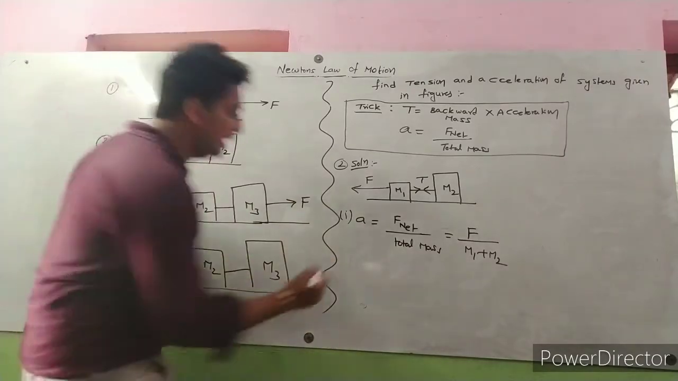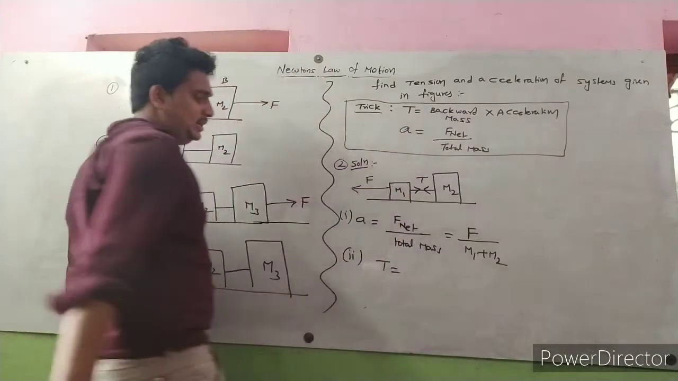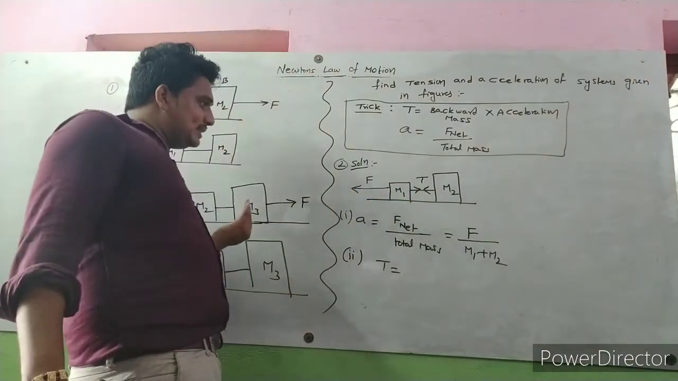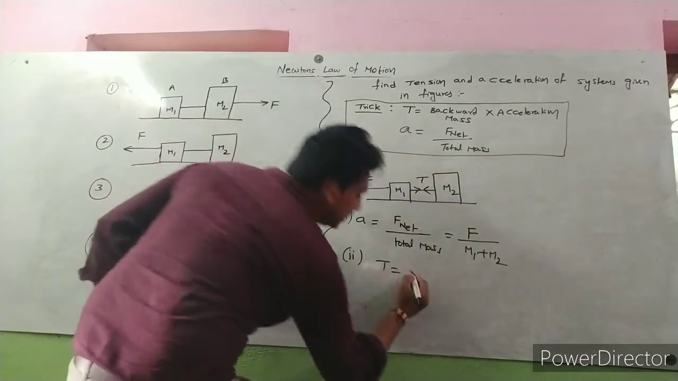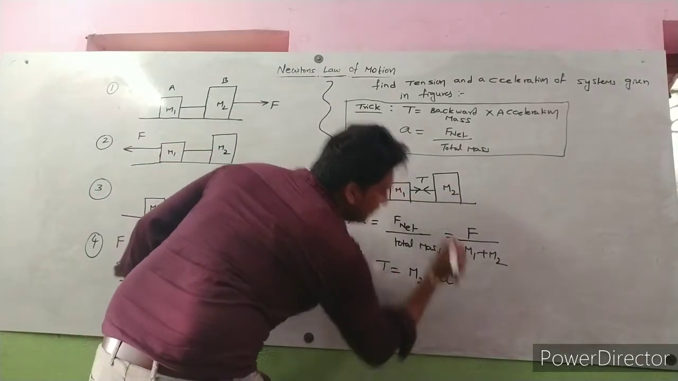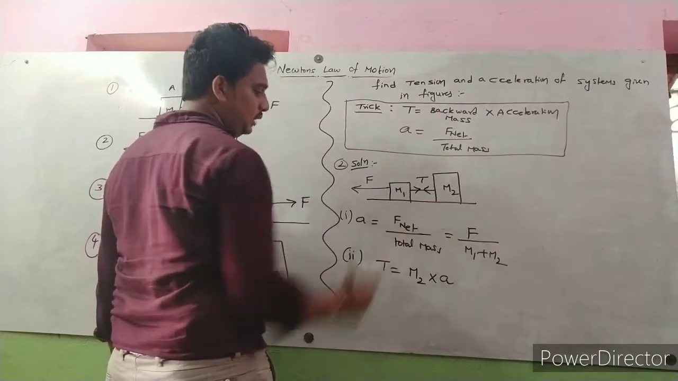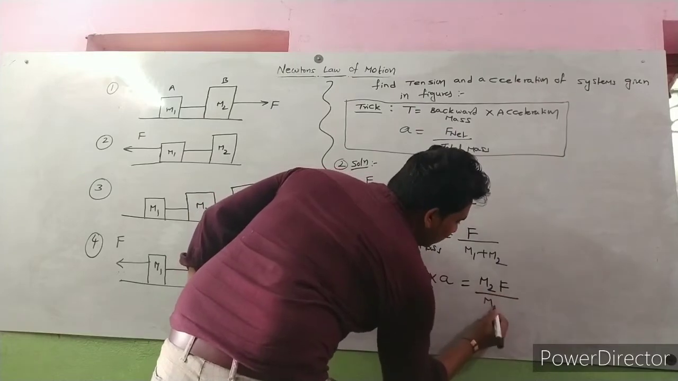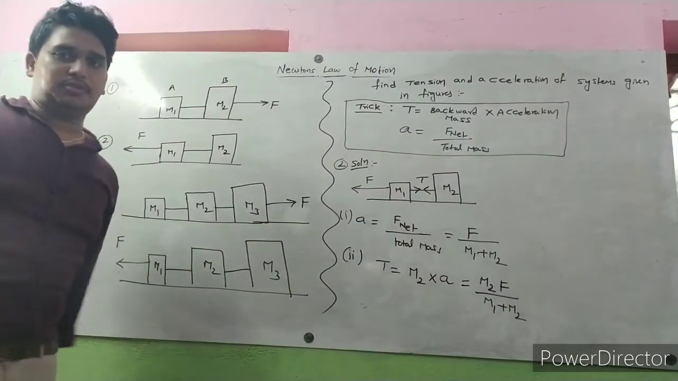How to find the tension here? Tension is equal to backward mass into acceleration. What is the backward mass? Here the force is applied in this direction. So m2 is the backward mass, which means m2 into a. Backward mass into acceleration, from this, m2 into F by m1 plus m2. So this is the solution for the second question.